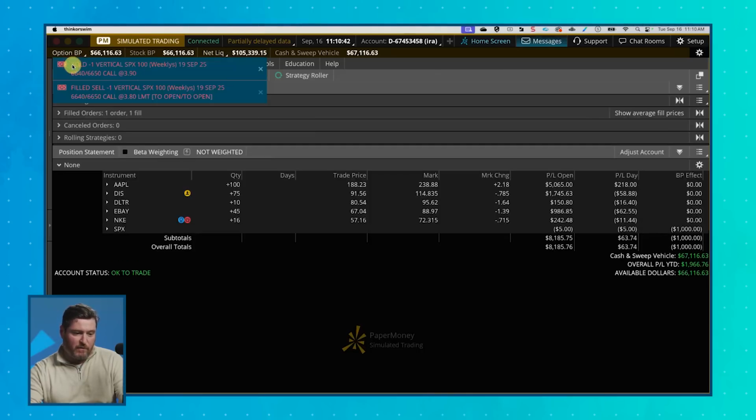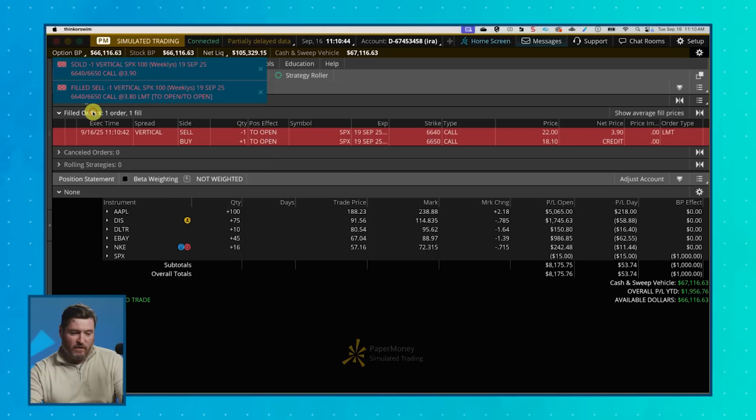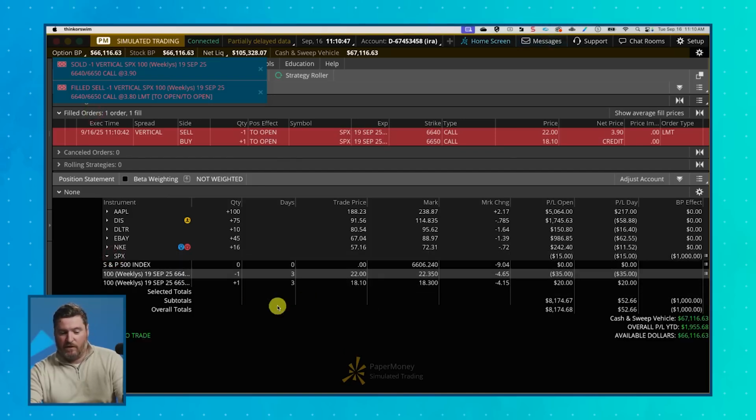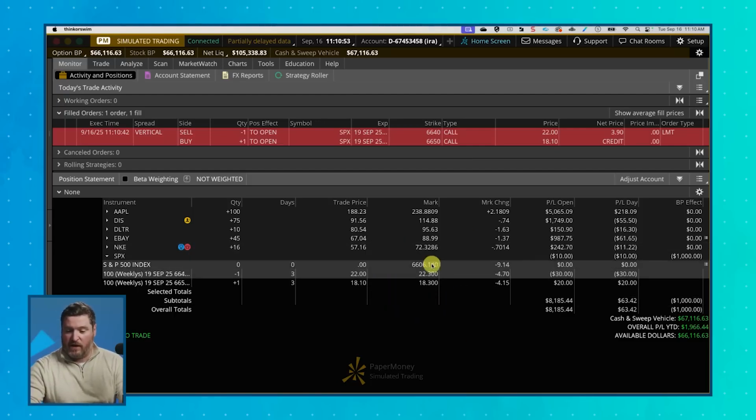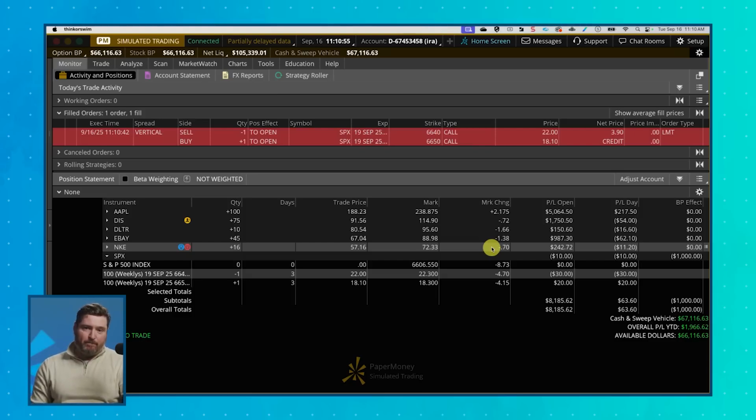Go back up to the monitor tab. Looks like I filled. And you can see SPX down here. Two options, short one, long the other, 3 days. Hoping the Fed announcement makes the market come down a bit. And we have a very short-term trade here, only 3 days to expiration.